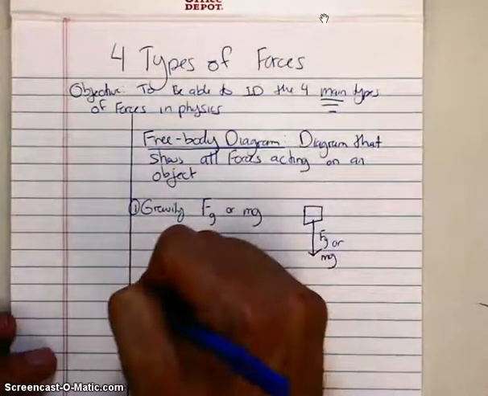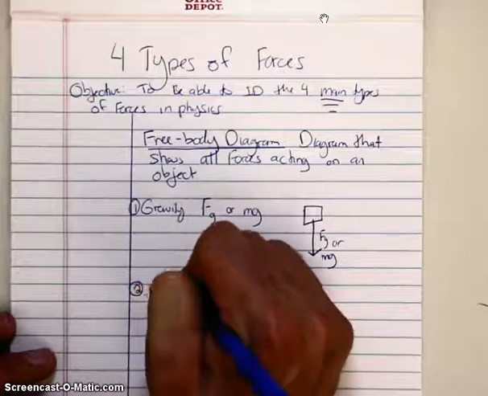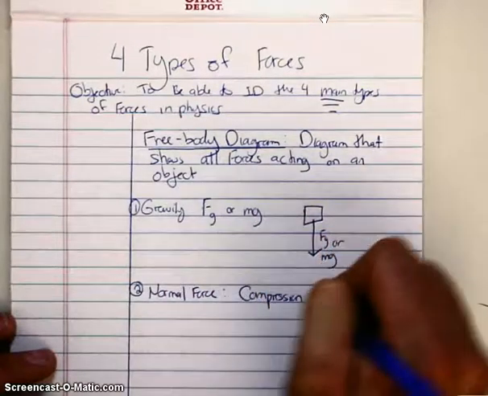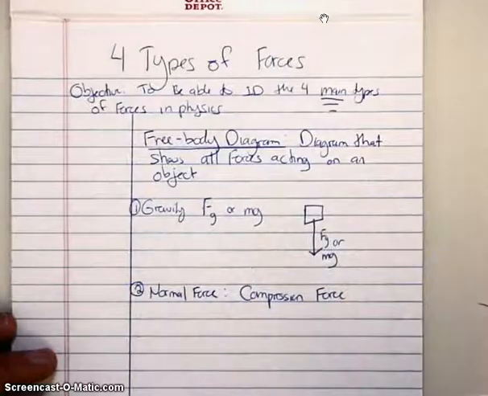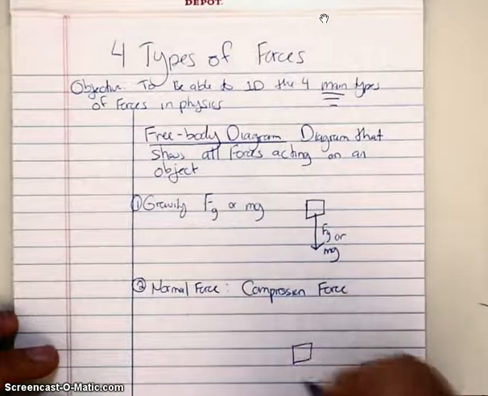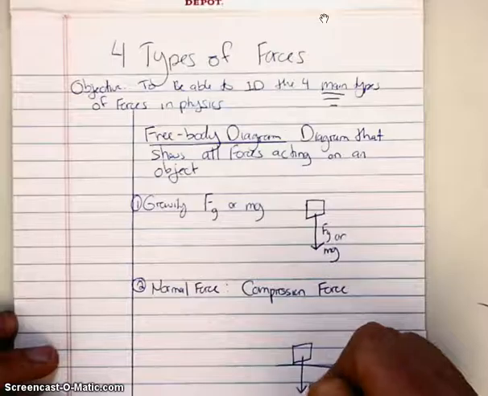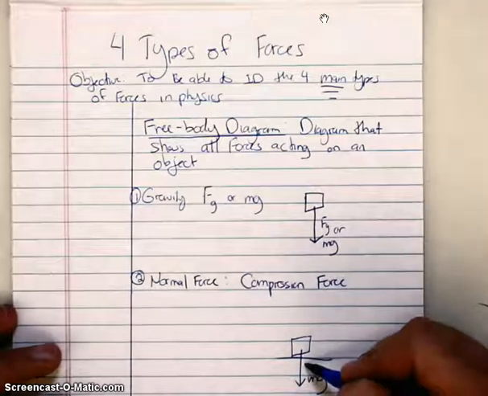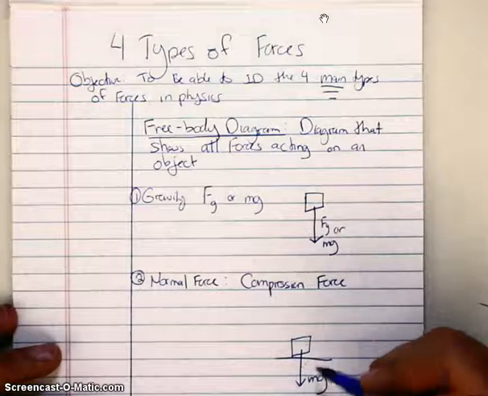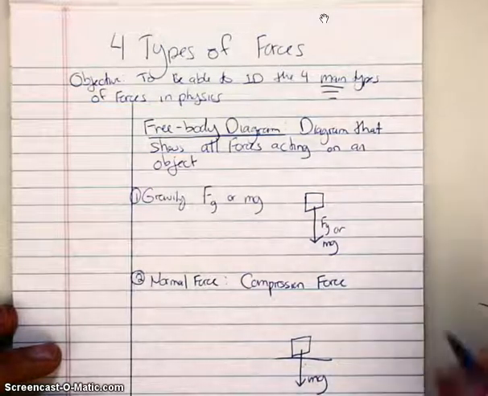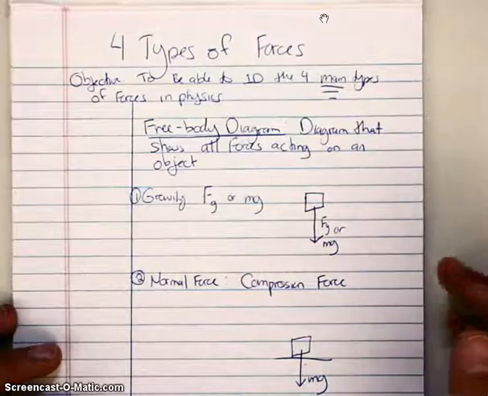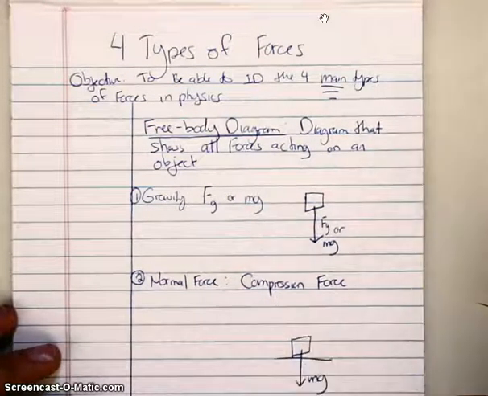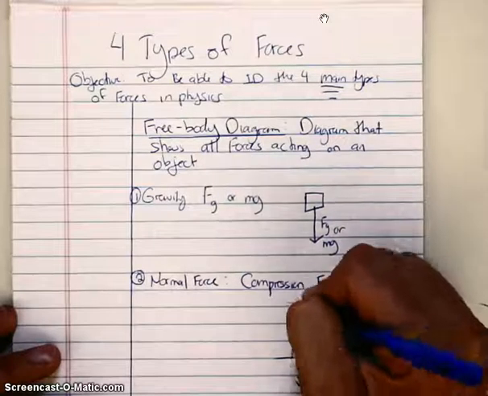The next force is going to be the normal force. And this is a compression force. So if an object is on the ground, it has gravity pulling it down. However, if gravity was the only thing acting on it, it would be in free fall. It would be falling down. Remember, a projectile is an object in which only gravity is acting on it. So if it's sitting on the ground, there's something else there, and there is a normal force pushing it up.